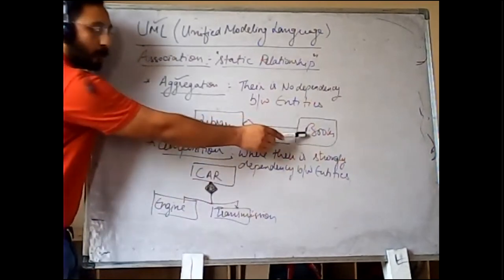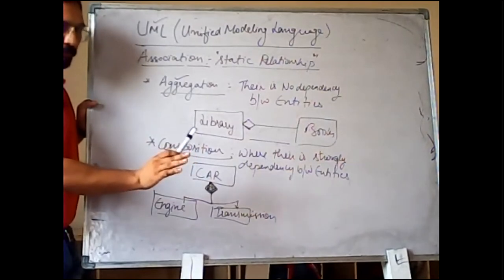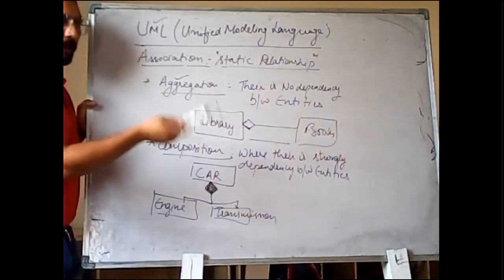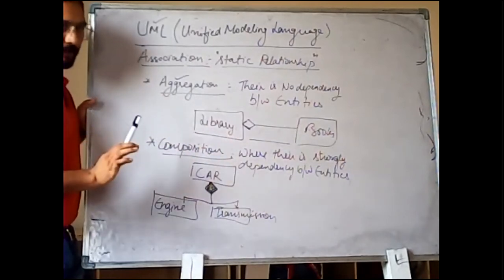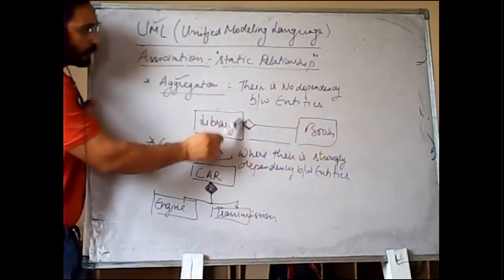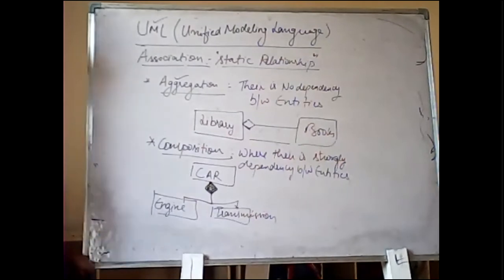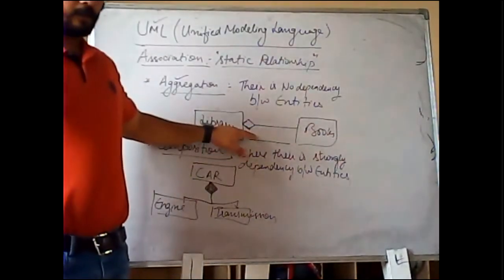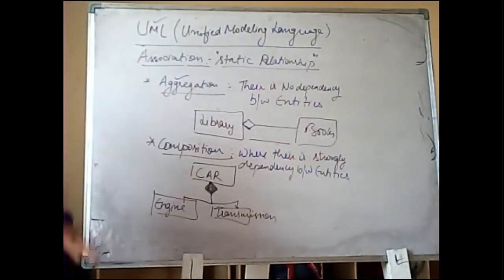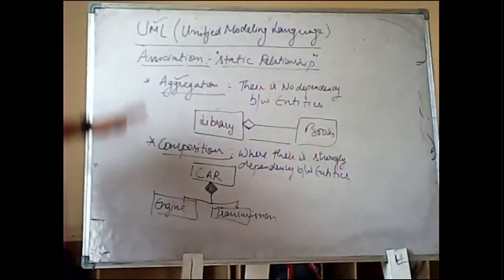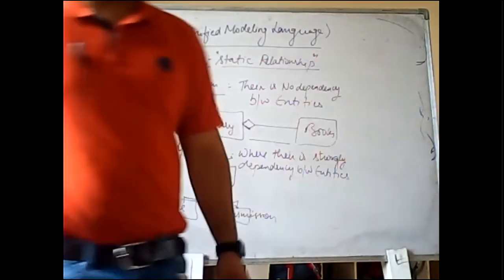But with books, if there is no library, it is sufficient. You can make any room a library. You can place your books in that room, and that is your library room. For that you will use the aggregation symbol, a diamond without fill, a blank diamond. And generalization and specialization are used for superclass and subclass. These are the relationships used in your class diagram.